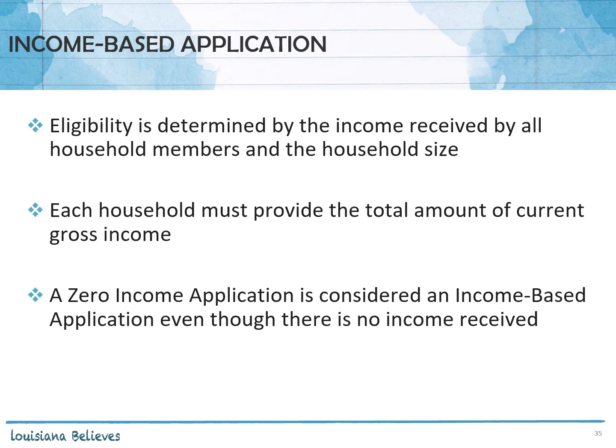Each household must provide the total amount of current gross income. The application must identify the source of income earned by adults or children as applicable and the adult or child who received it, such as wages or Social Security.